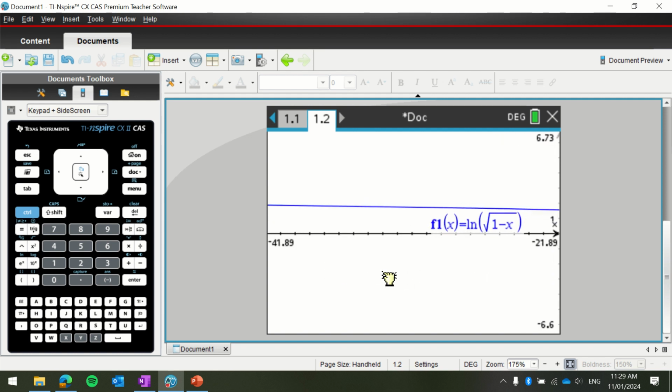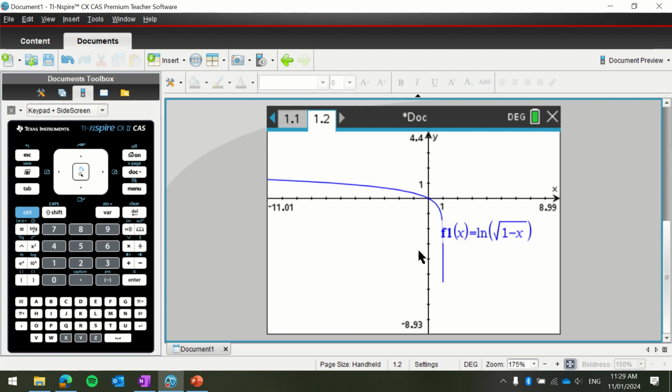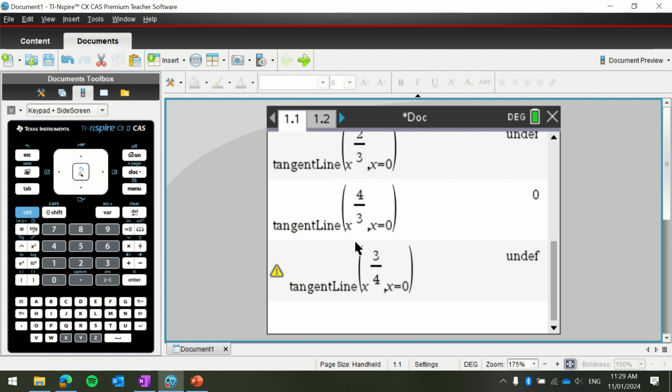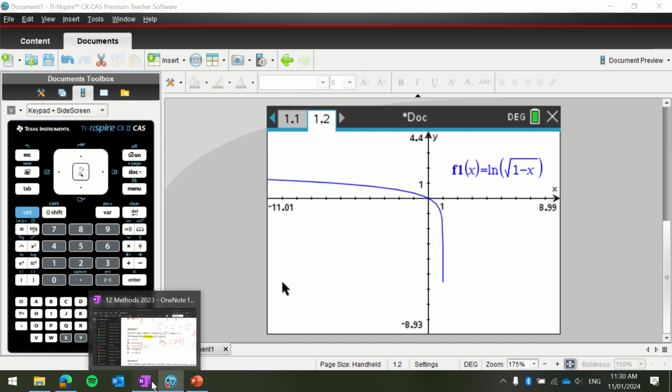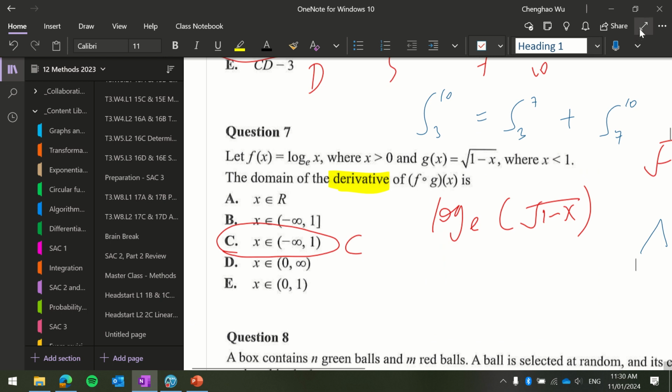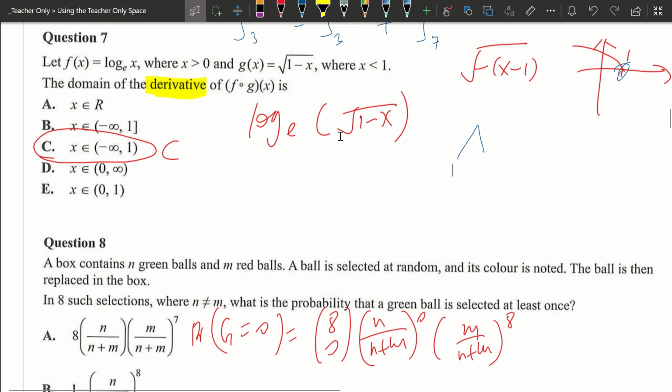There's no break, which means the derivative should be always defined until the asymptote here, which is x equals to 1. And even though the graph is very steep, the derivative is always defined. You can check this also if you want. You can compute the actual gradient when you're getting close to x equals to 1. It's very large. It's a very negative number, but it exists. It's defined. So C is the answer. Okay.